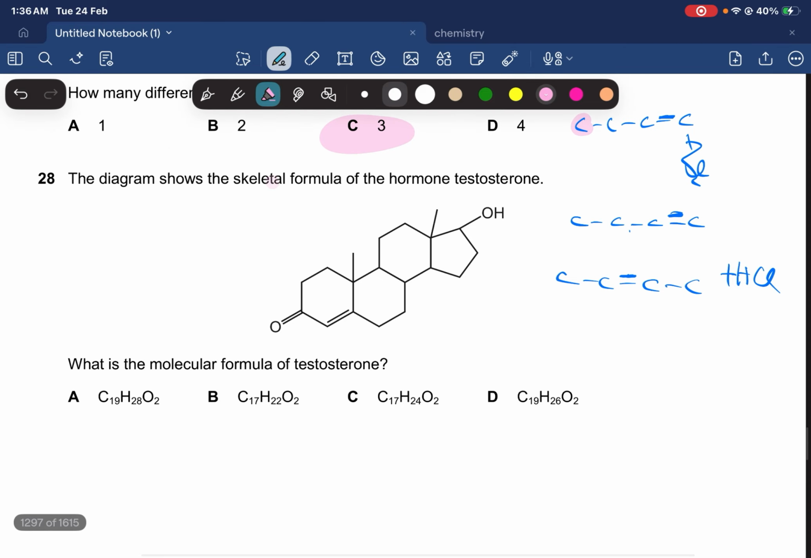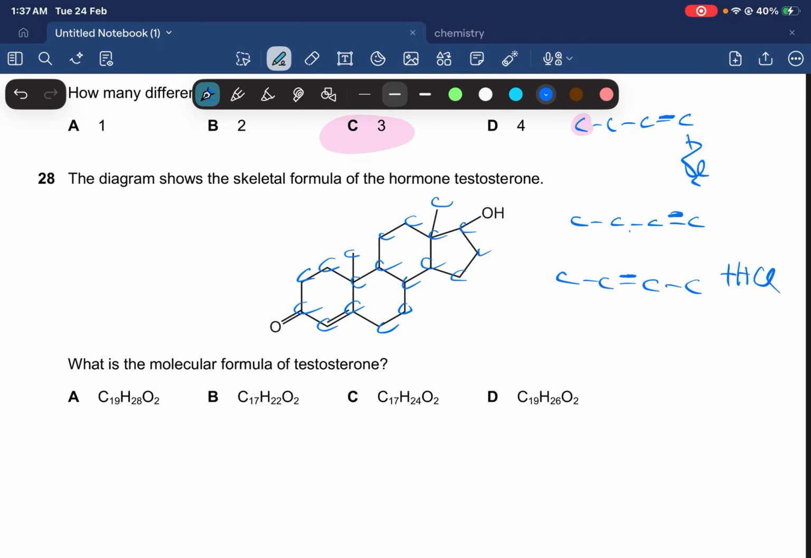The diagram shows the skeletal formula of the hormone testosterone. That's the hormone that makes you angry. What is the molecular formula of testosterone? Okay, so now we need to calculate the carbons and hydrogens and everything. So carbon, carbon, carbon, counting 19 carbons.